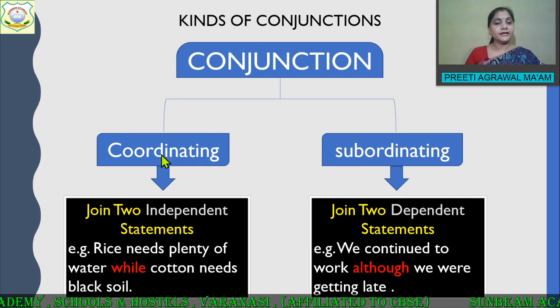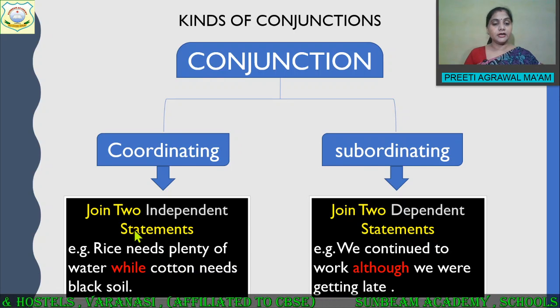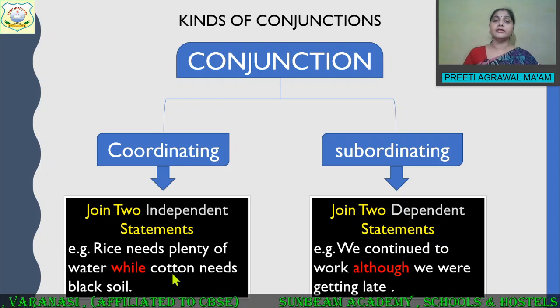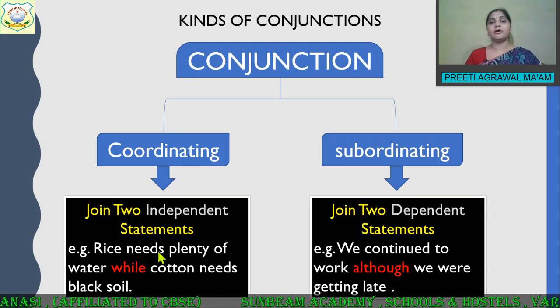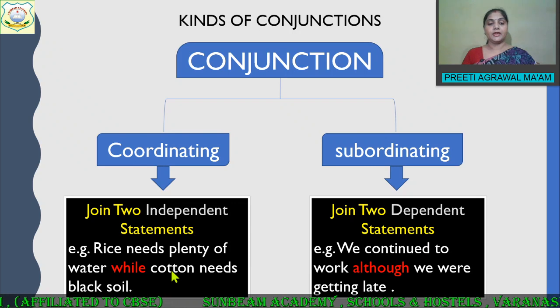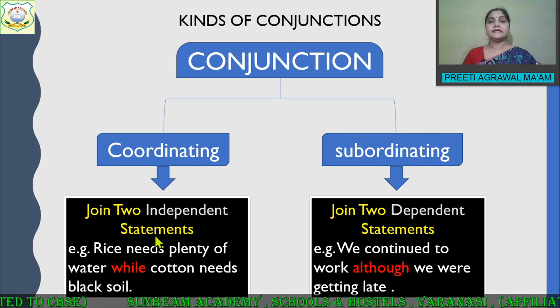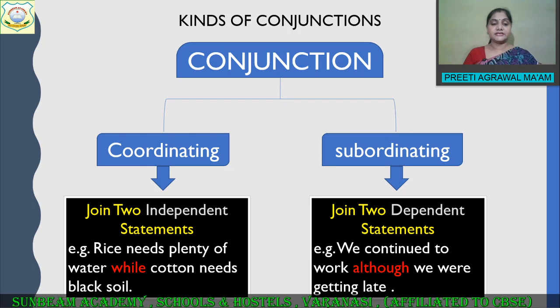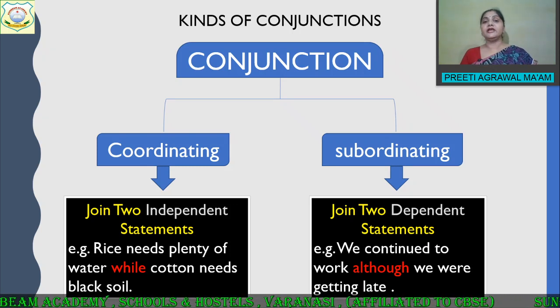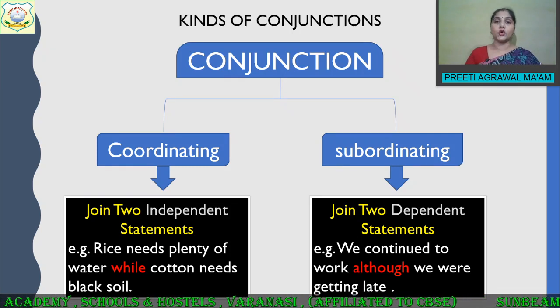So coordinating conjunction means whenever two clauses or two sentences are there, both the sentences can express their meaning on their own without depending on another sentence. So coordinating conjunction joins two independent statements. Have you got two independent statements? Independent statements means the sentence or the statement which can make its meaning clear on its own.